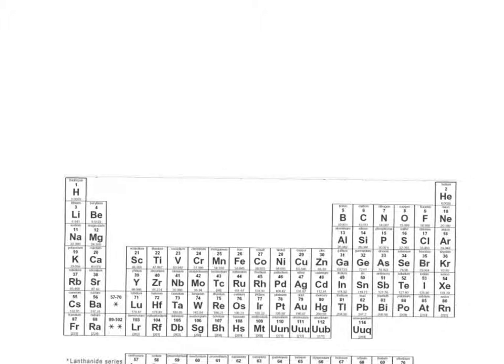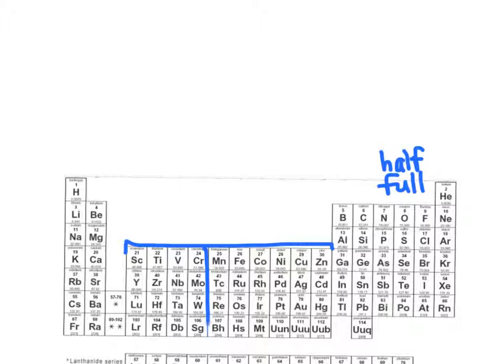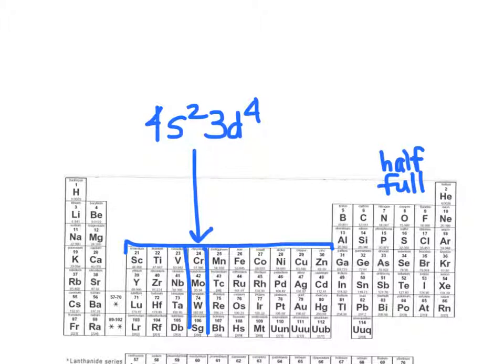Here's the thing. It is more stable when we're filling d particularly. It tends to be more stable for d to be either half full or completely full if it's possible to do that. So, for example, things in this column should end with s2. For example, chromium should end with 4s2, 3d4. What we've discovered is because of this rule that d tends to want to be half full, it will actually steal one from s, and we'll actually end up with the real electron configuration of 4s1, 3d5.